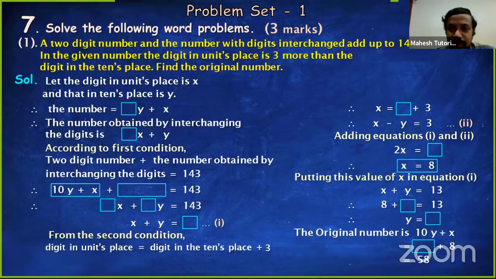I want every one of you to read the question. A two-digit number and a number with digits interchanged add up to 143. In the given number, the digit in the units place is 3 more than the digit in the tens place. Then find the original number. Now the activity has been completed. We are just supposed to fill the blank boxes which are there in the question. All right. But students, everybody look at the last statement which has been asked in the question. Find the original number. Focus on the spelling of number.